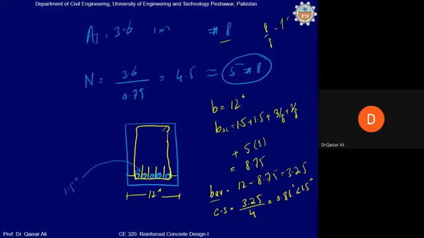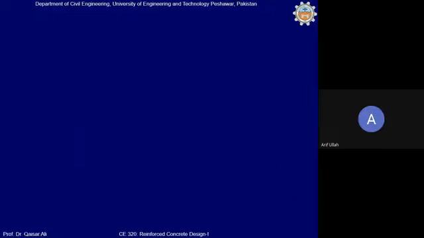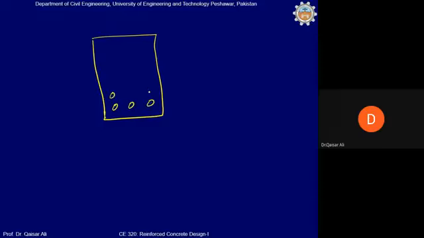Now is the point understood? So what will you do? You will provide 3 bars in the first layer and 2 bars in the second layer. Is this understood now? So 3 plus 2, that is 5 number 8 bars. They will be provided in the beam. Clear?